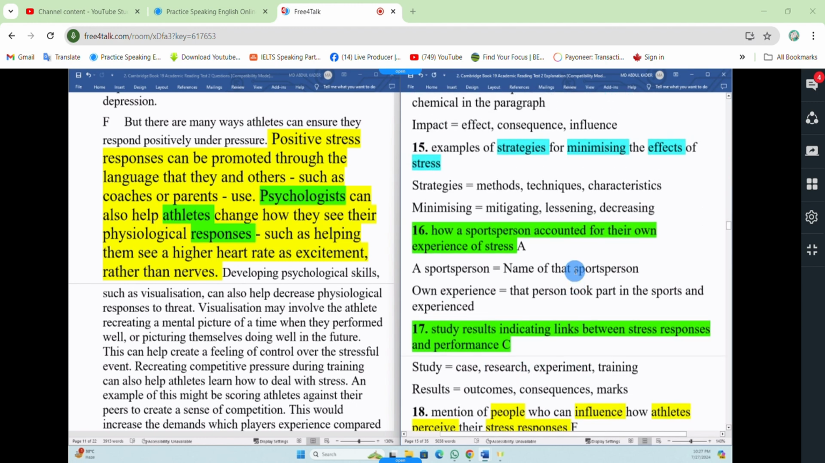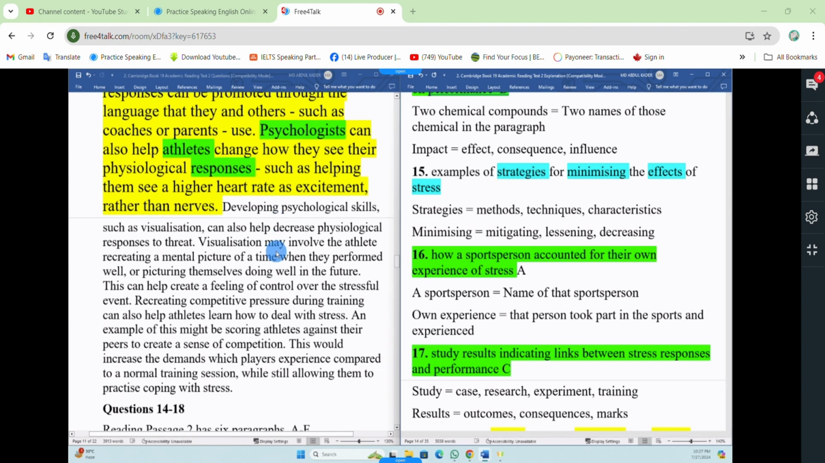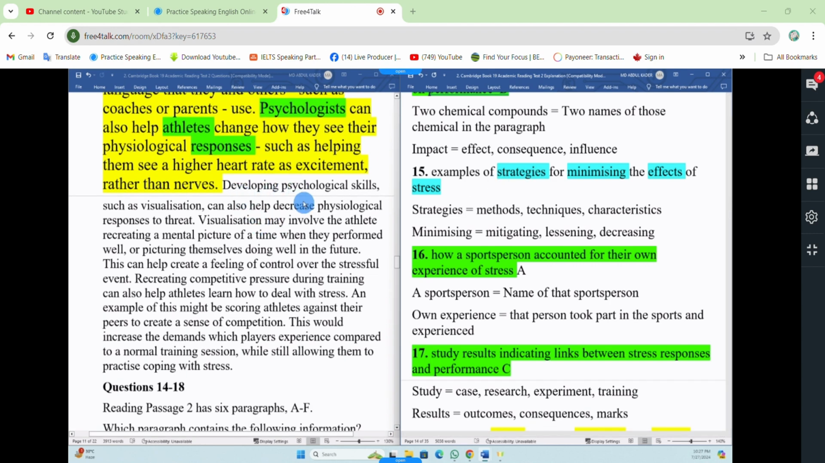So what about question number 15? We have one answer remaining. So let's see some strategies. We need some strategies. Okay. Developing psychological skills such as visualization can also help decrease physiological responses to threat. Visualization may involve the athlete recreating a mental picture of a time when they performed well, or picturing themselves doing well in the future. This can help create a feeling of control over the stressful event.